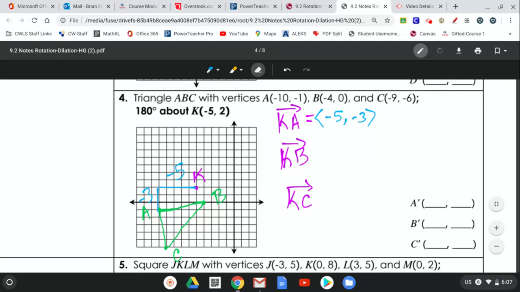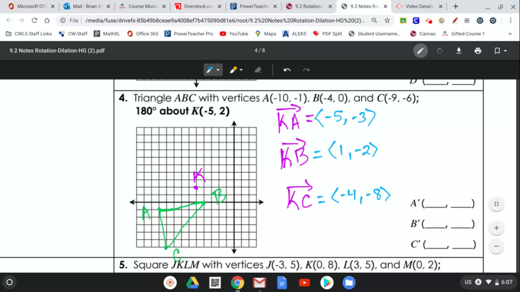So I'm going to do those for the following, KB, KC. So KB, we're going 1 in the positive direction. All right, and then 2 down. So that's going to be 1, -2. All right, and KC is going to be, we're going to go in the negative x direction, -4, down 8. So it's going to be -4, -8.